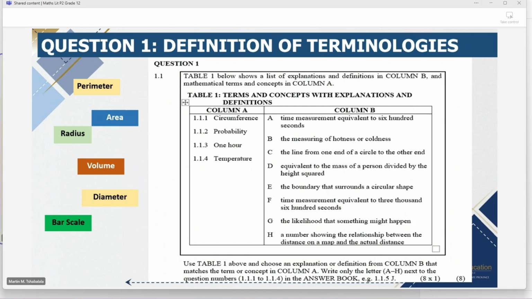Meaning that for 1.1.1, you don't have to write the whole sentence. You must just write next to 1.1.1 the letter, or for 1.1.2, the definition of probability, it goes with G. Please don't waste your time. It's only 2 marks. Just write the letter next to the corresponding number. So I'm giving you, even on the left-hand side here, the possible terminology that you can be asked on Tuesday.